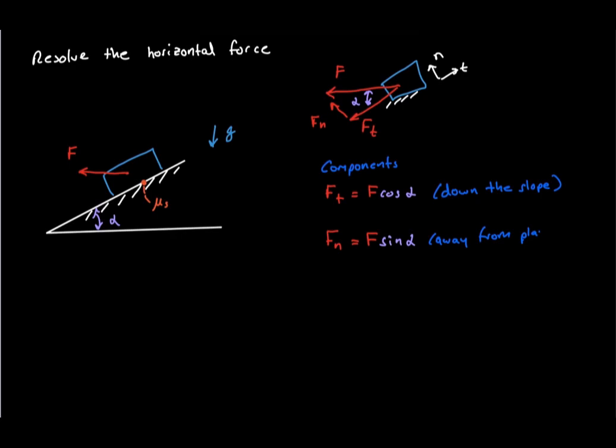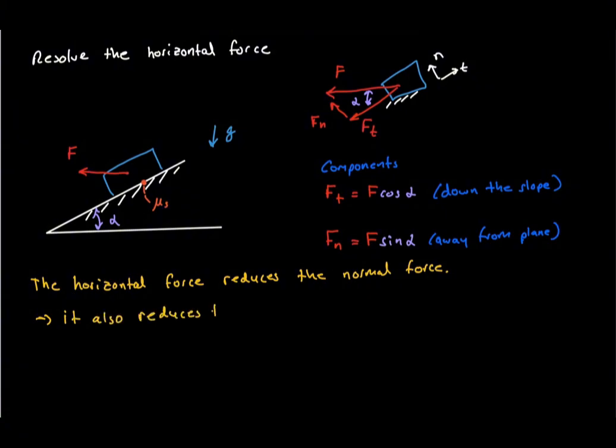Its component parallel to the incline also acts down the slope, but its normal component points away from the surface. This is important. The applied force does not only encourage the block to slide, it also reduces the normal force. And because the maximum available friction depends on the normal force, it reduces the maximum friction at the same time.